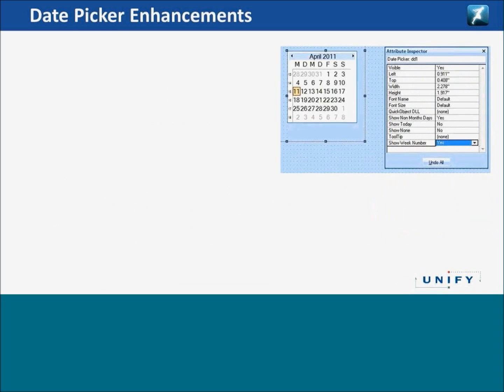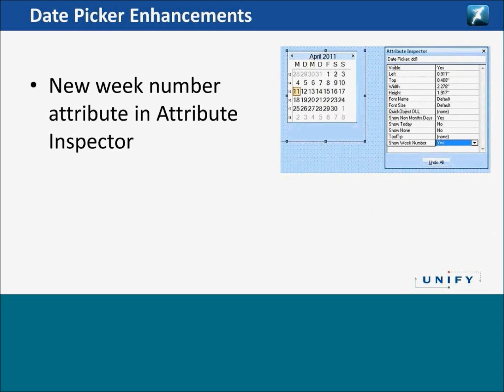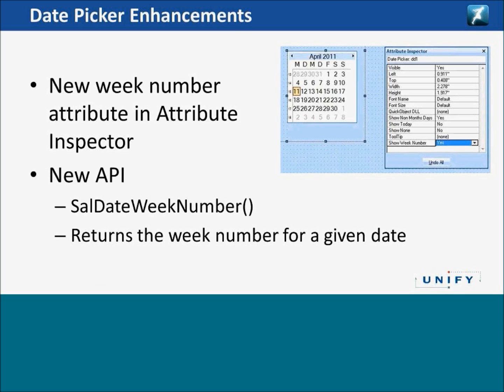Date picker enhancements. What you can see there is you can switch on week numbers in Attribute Inspector. We know that week numbers are mostly the same worldwide, but can have slight differences depending on certain years, and that will be configured or worked into this, so you will have the right week numbers depending on the area you are in. And there's a new API function for that as well. Zal date week number returns the week number for a given date.